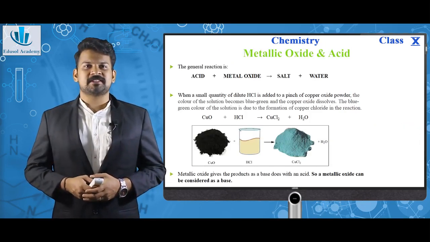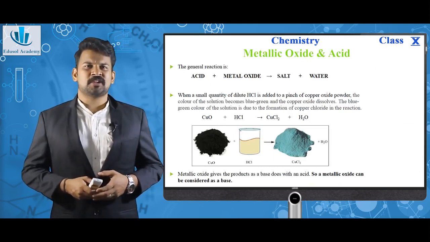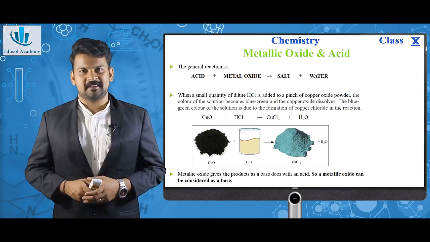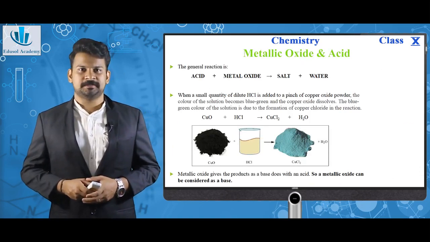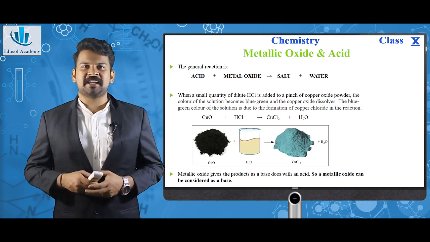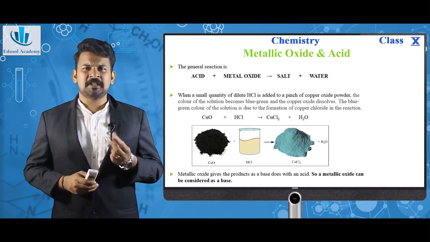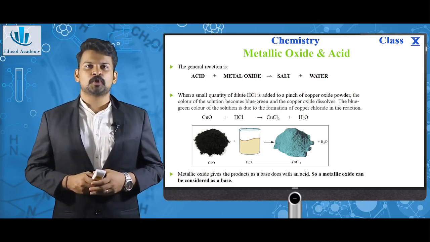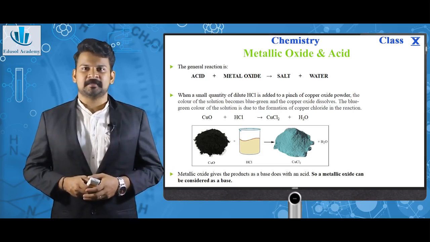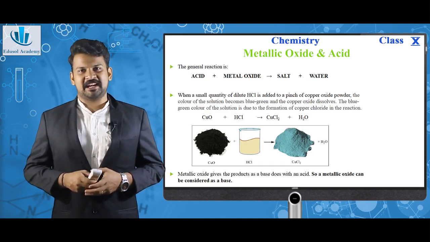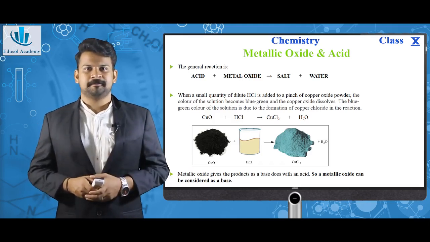Next, metallic oxide and acid. As you can see, the general reaction is acid plus metallic oxide giving salt and water. Let's look at an example. When a small quantity of dilute HCl is added to a pinch of copper oxide powder, as you can see in the picture, the solution becomes blue-green and the copper oxide dissolves. This blue-green color is due to the formation of copper chloride in the reaction, as you can see here.